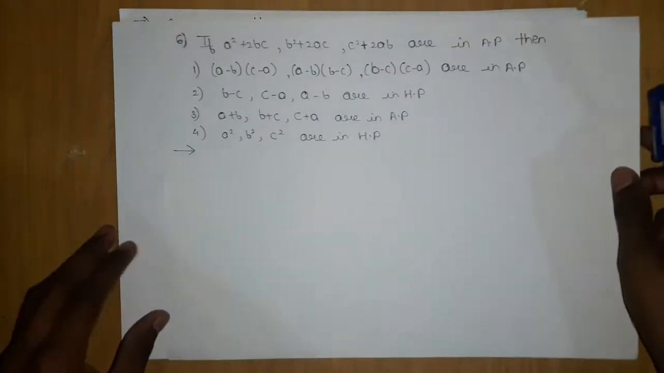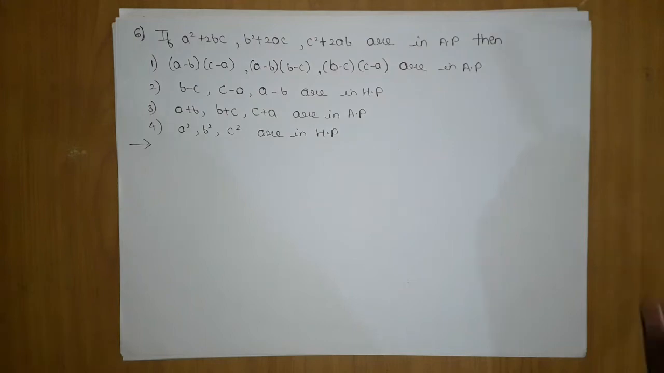Question number 6 of multiple correct is as follows, which says: if a square plus 2bc, b square plus 2ac, c square plus 2ab are in AP, then the first option is (a minus b)(c minus a), (a minus b)(b minus c), (b minus c)(c minus a) are in AP. The second option is b minus c, c minus a, a minus b are in HP. Third, a plus b, b plus c, c plus a are in AP. Fourth, a square, b square, c square are in HP.